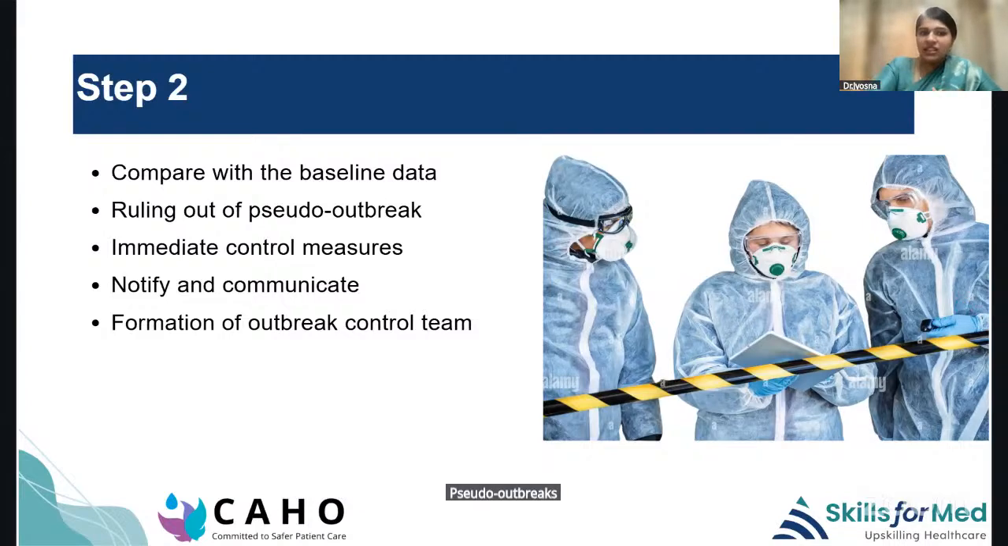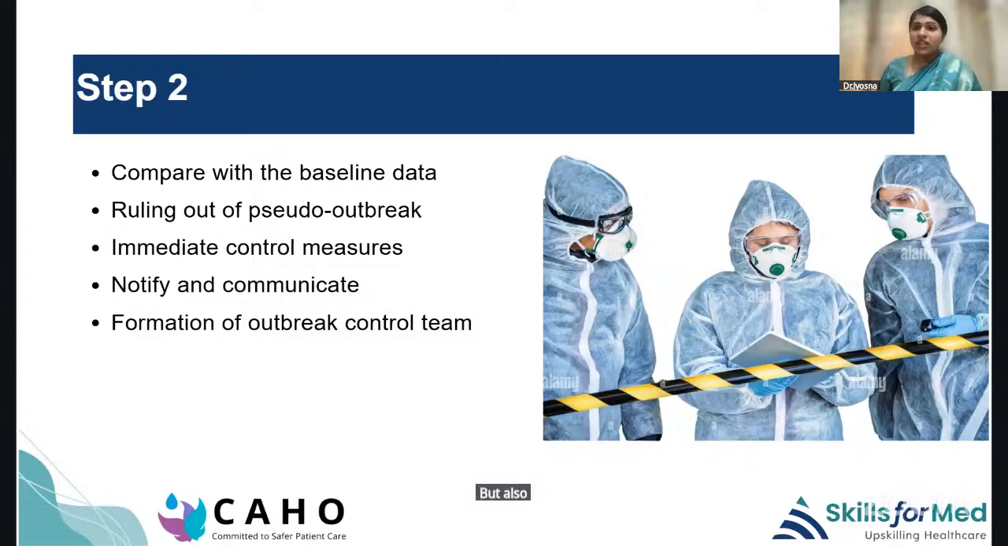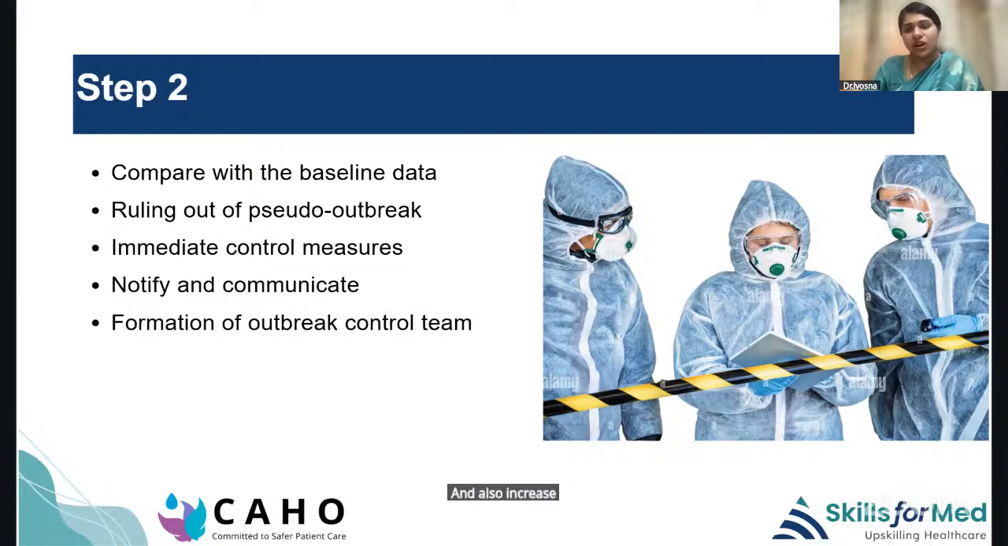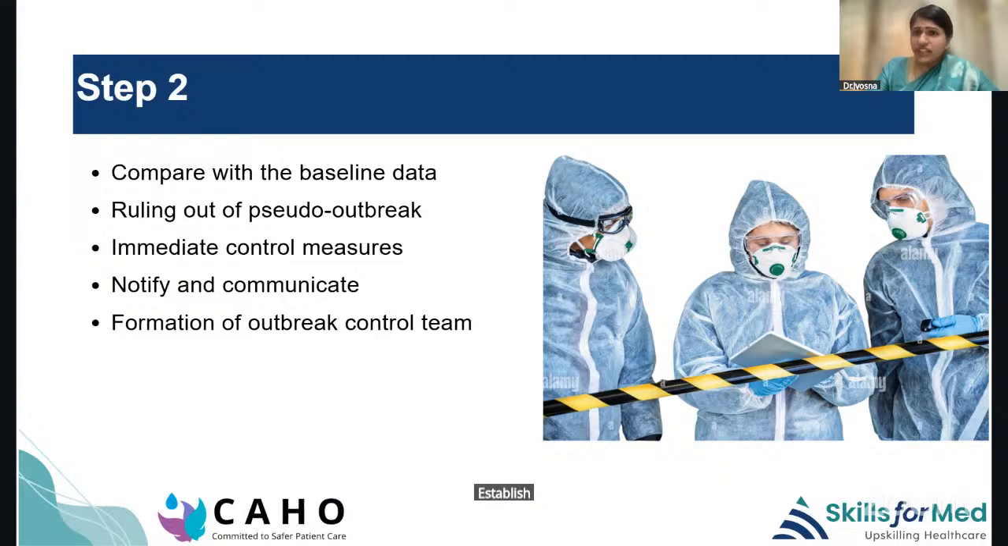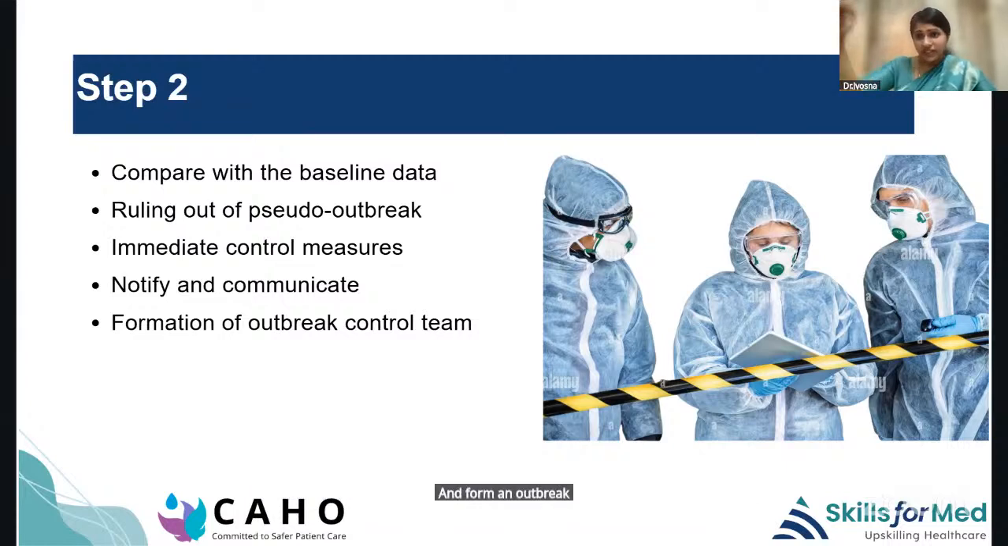Then put immediate control measures. You may be working parallelly on all the 10 steps of investigation, but you should also stop the outbreak from spreading further. The best thing you can do first is to at least improve your hand hygiene and also increase the frequency of disinfection in the environment. So immediate control measures should be established. Notify and communicate. You already have an administrative person in your team, so keep notifying whatever you have done, and form an outbreak control team. You have an investigating team, now you need an outbreak control team as well.